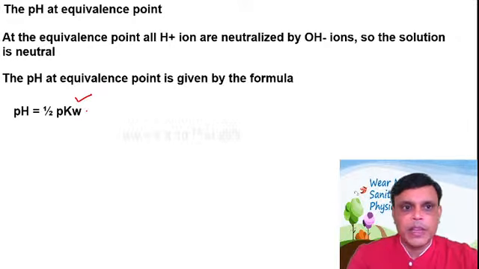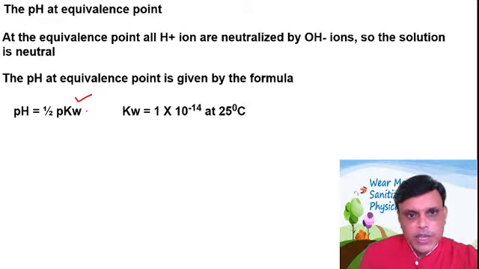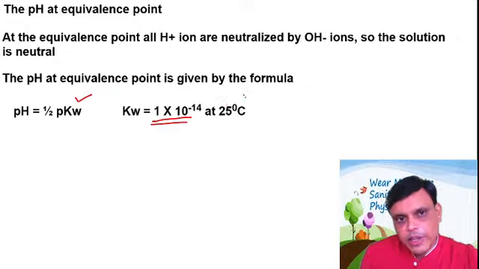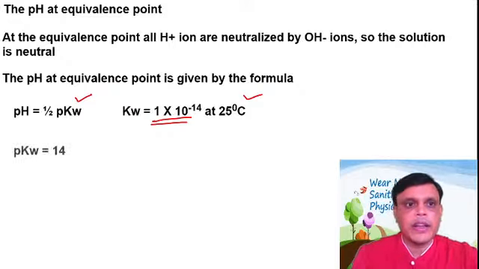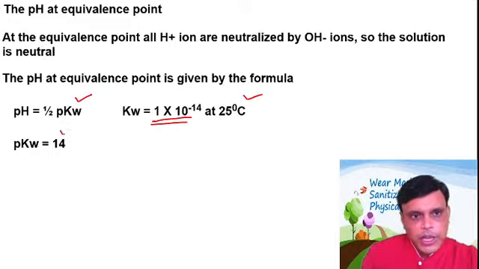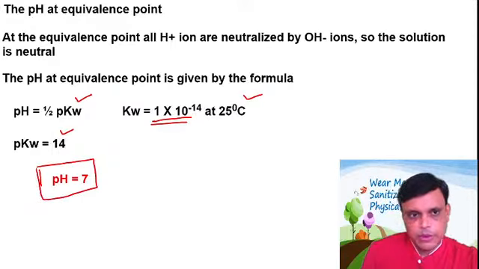What is the pKw? Kw of water is 1 into 10 raised to minus 14 at 25 degrees. So you know Kw, you can calculate pKw. pKw will come 14. So pH is equal to 1 half of pKw, so pH will be 7. So this is the formula by which you can calculate.